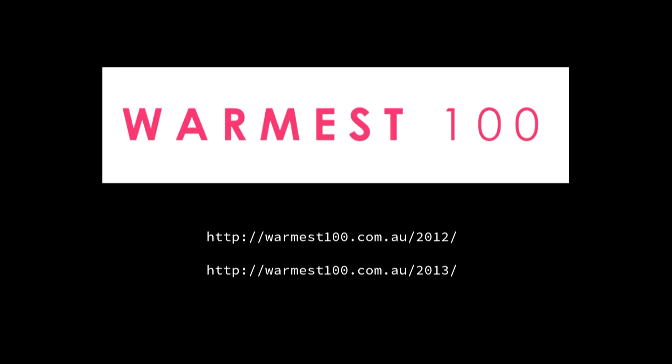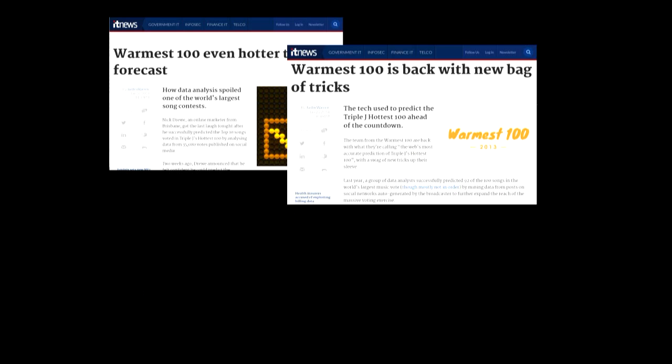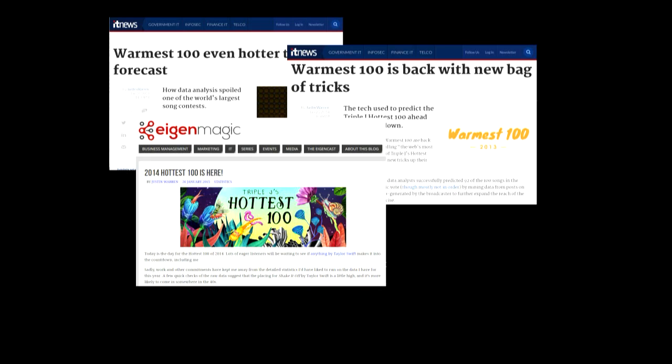The Warmest 100 was a bunch of guys based in Brisbane, I think, who figured out a way to use social media to predict the Hottest 100. So they called it the Warmest 100, and they got a bit of media. Some of it was from me. So I wrote about it and how they had predicted what the Hottest 100 was going to be. And they did it not long after voting closed. It was the first time anyone had done this. And it has been done ever since then by them and also by me.